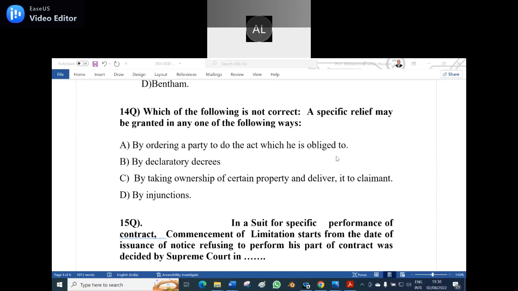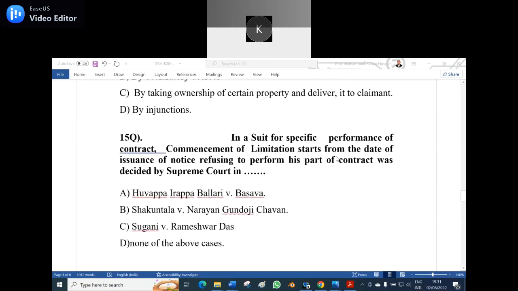Option C, by taking ownership of certain property and delivering it to the claimant. What would have been the correct answer? All three are also correct, sir. Your answer is correct. C is a false statement, but it should have been taking possession of certain property and delivery to the claimant. So option C is the right answer. It is the false statement. It is not correct. Now, 15th question.